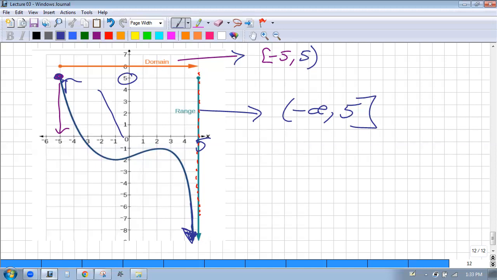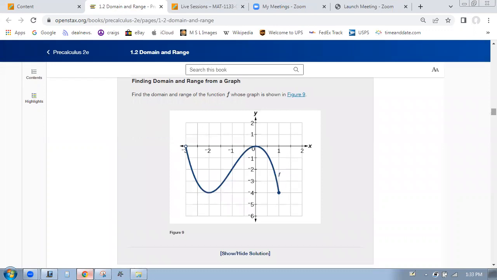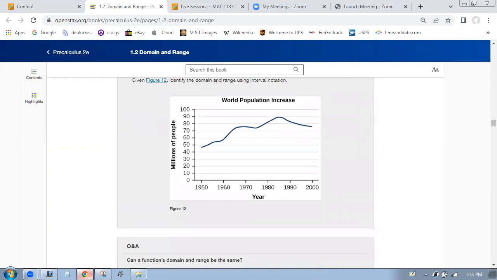How many different ways can we write that down? Okay, so that's the same kind of example. That one looks boring. World population increase. Let's look at that one.